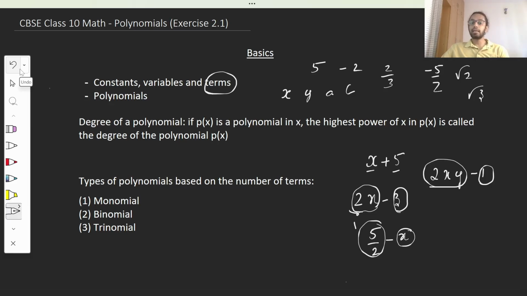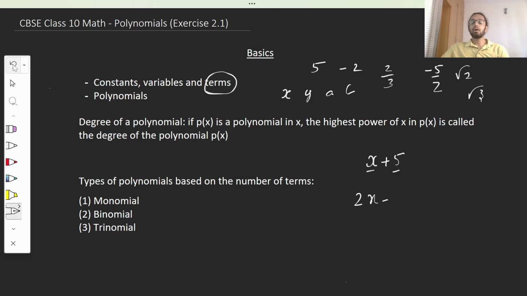And with these ideas, when we combine all of this in some form or the other, then that algebraic expression is called a polynomial. For example, the general form of a polynomial, especially a quadratic polynomial, is ax square plus bx plus c. Here a, b, c are constants about which I just told you, and x is the variable, and there are three terms: 1, 2, and 3.